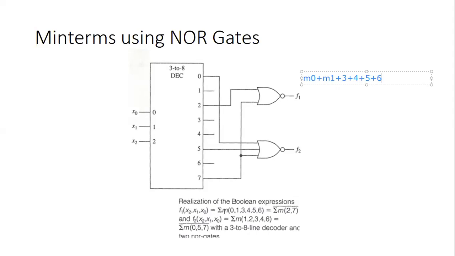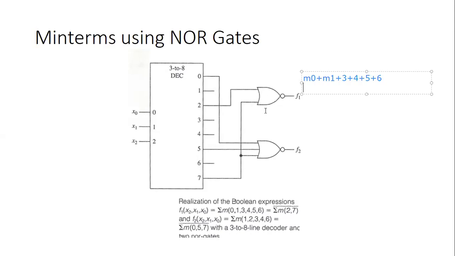Now here what we have done is M0, M1, M3, M4, M5, M6, it is also equal to summation M of 2, 7. This is also equal to not of whatever is left out, not of 2, 7. So take 2, 7, give an OR gate. If you put a not over here, NOR gate will give you this expression, summation M of 2, 7. So this is using NOR gate.